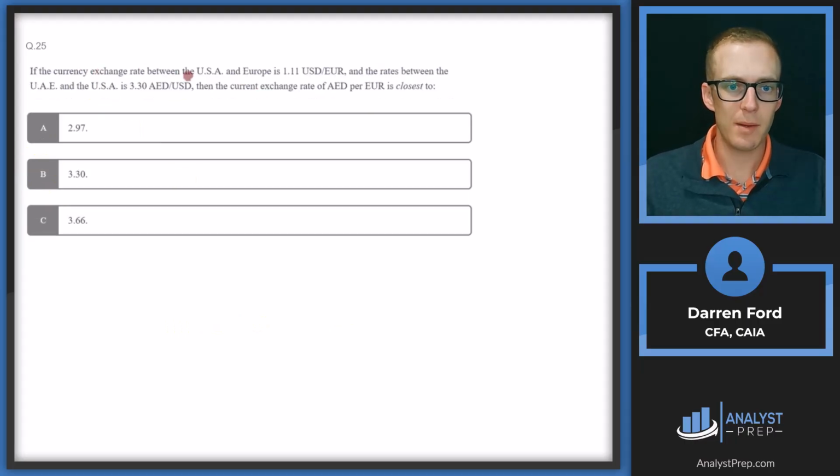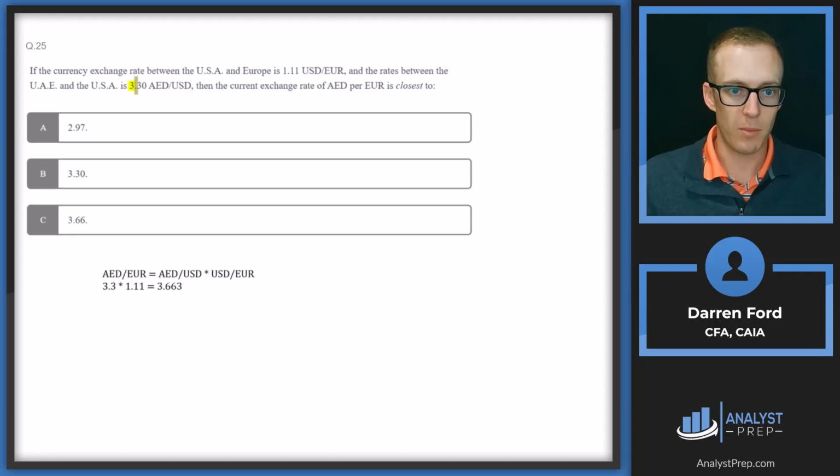If the currency exchange rate between the USA and Europe is USD/Euro 1.11 and the rate between the UAE and the USA is 3.3 AED/USD, then the exchange rate of AED per euro is closest to: So our AED per euro is going to be equal to AED over USD, which we're given at 3.3, and then we're multiplying that by USD/euro, which we're given at 1.11.